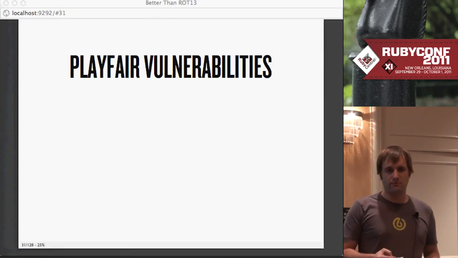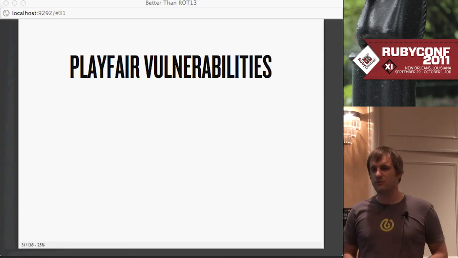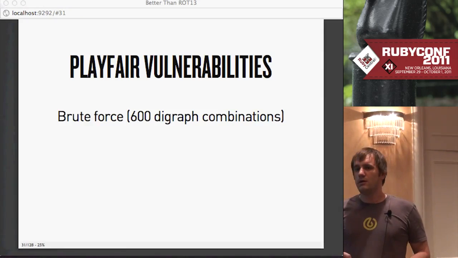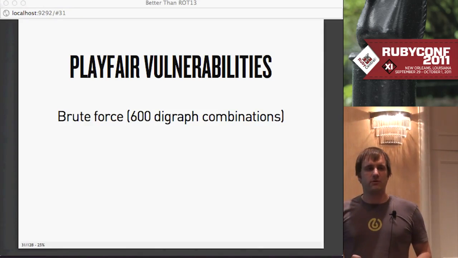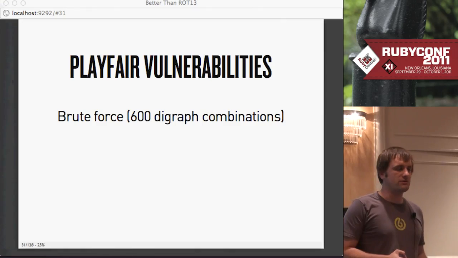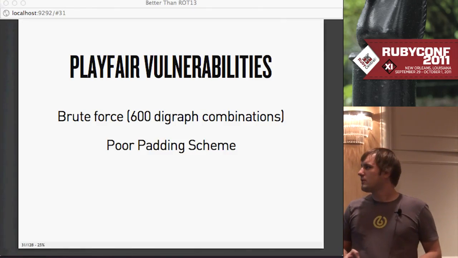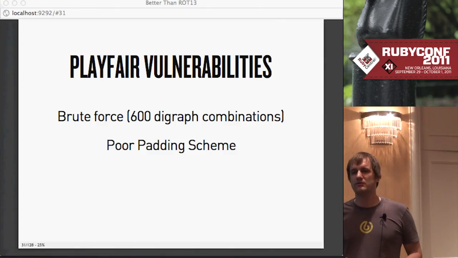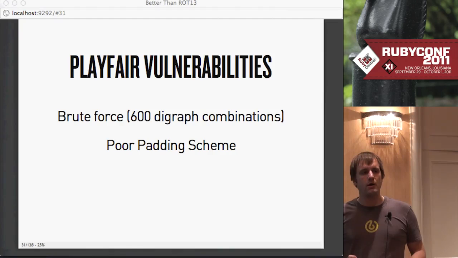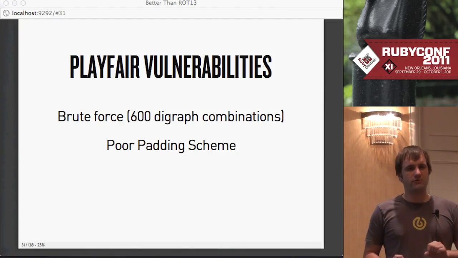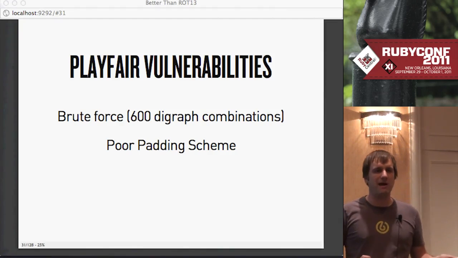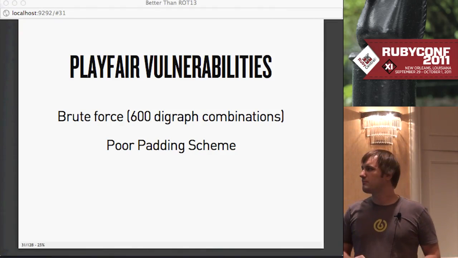Obviously, this also has some vulnerabilities, but it is better than substitution ciphering. It's susceptible to brute force. There are 600 digraph combinations, which is just 26 times 25. It has a poor padding scheme because in that 5x5 square, the bottom right is almost always Z unless Z appears in your passphrase. It's not very good for security.